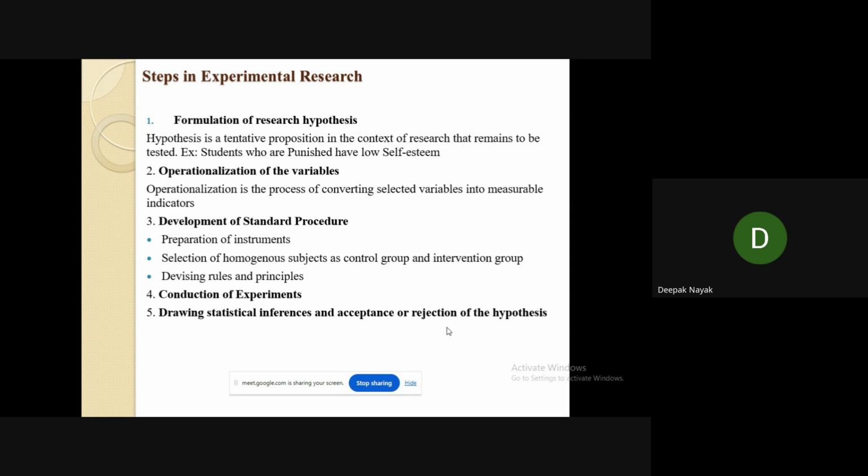If there is no significant change in self-esteem after introducing the children to punishment, then you can reject the hypothesis that students who are punished have low self-esteem. If students after punishment have significantly lower self-esteem, then you can accept that students who are punished have low self-esteem. So formulation of a hypothesis is a very important step in experimental research.